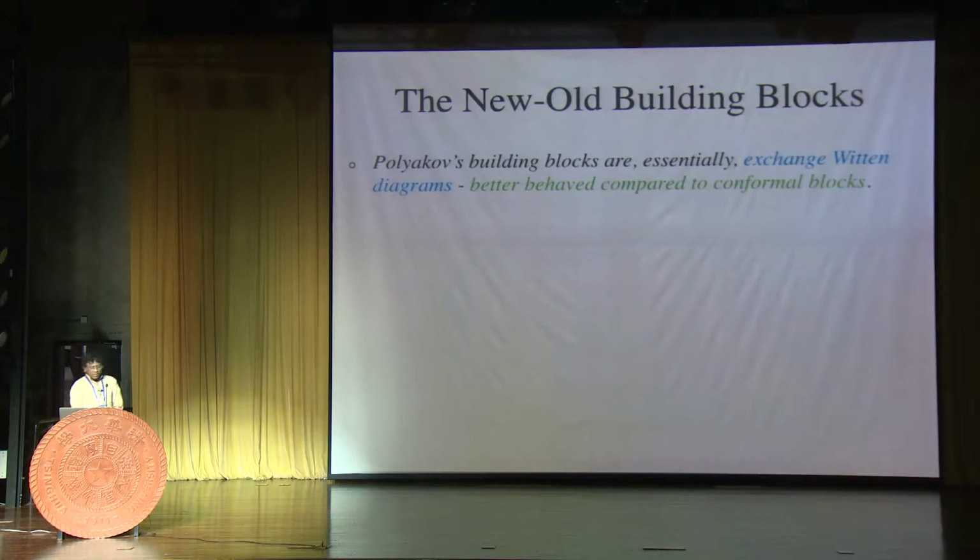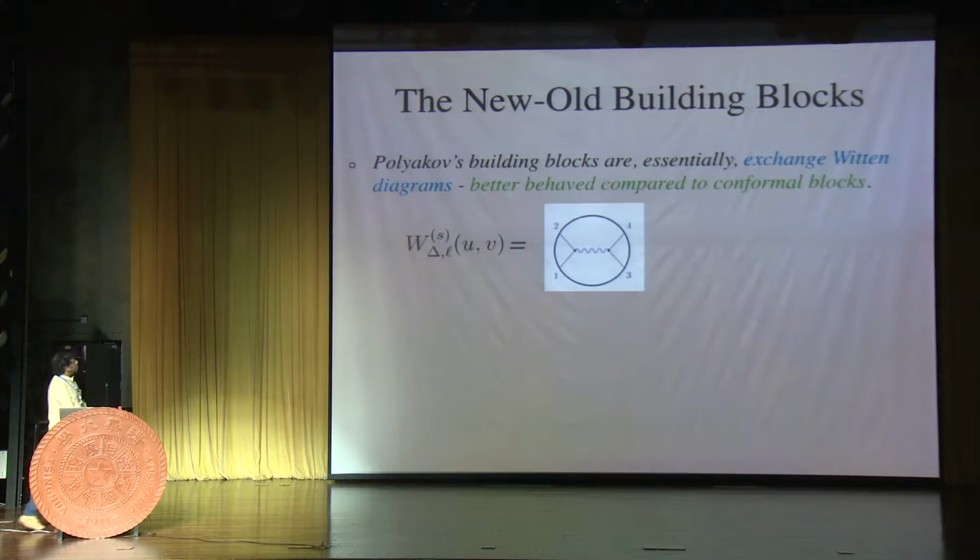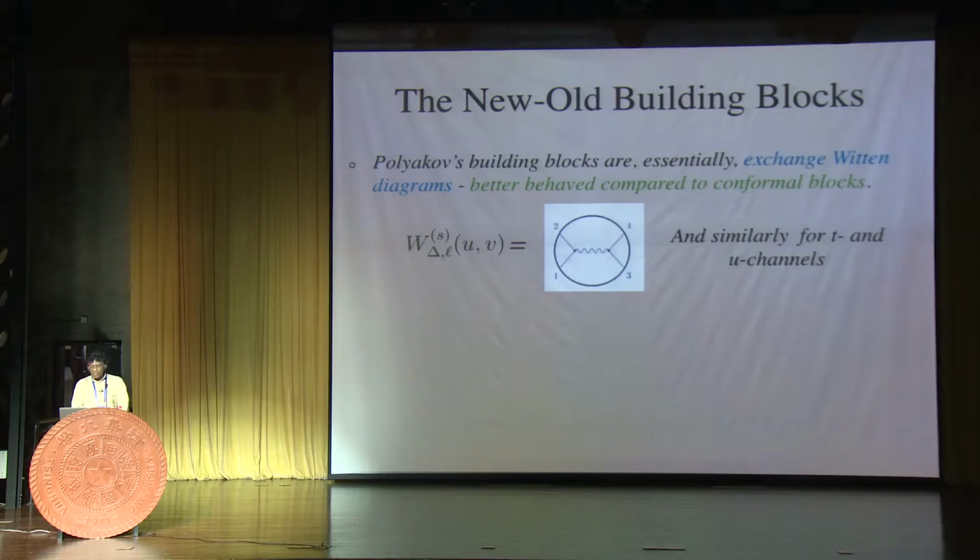So these building blocks, as I was saying, are essentially exchange Witten diagrams, and the reason to work with them is, firstly, as will be clearer a little later, they are better behaved compared to conformal blocks. The exchange Witten diagrams are the conventional ones, labeled by the spin and the dimension of the exchanged operator. We're taking these to be all identical scalars right now. It's a function of the cross ratios. And similarly, you can write the other two diagrams as well. So these will be our building blocks.